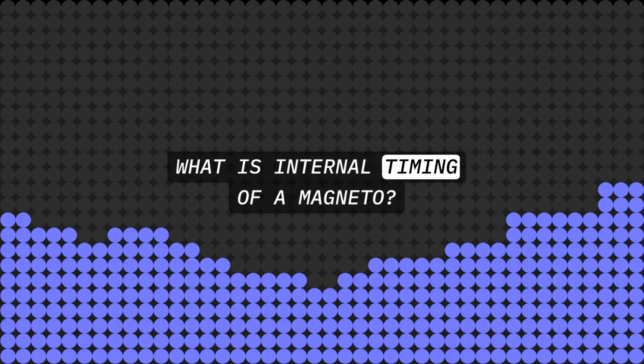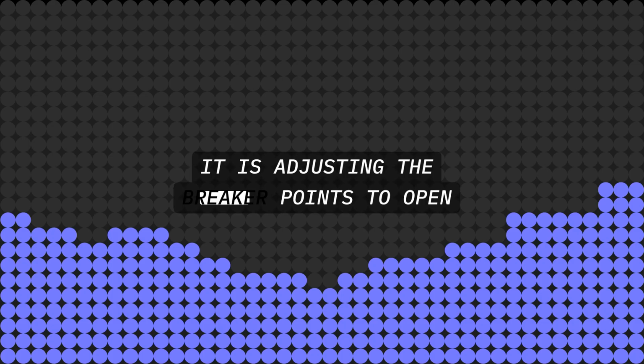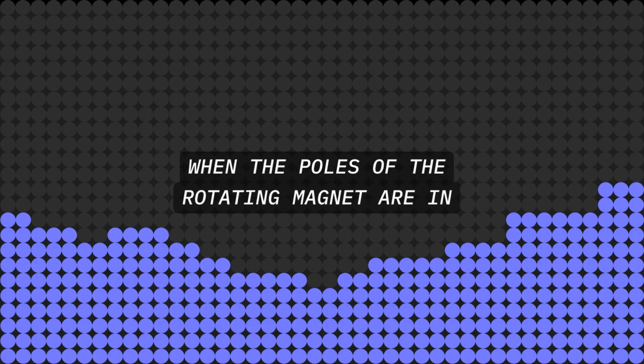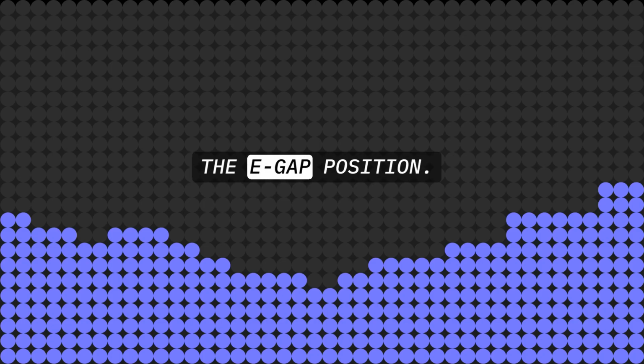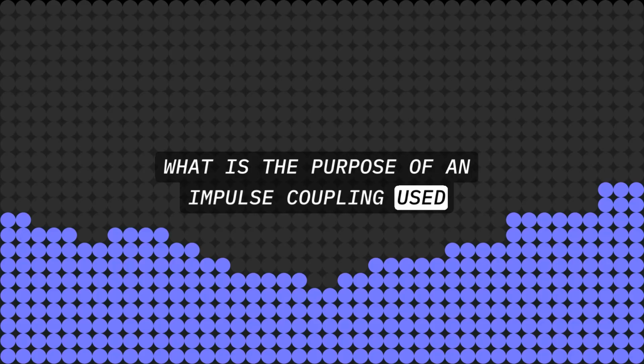What is internal timing of a magneto? It is adjusting the breaker points to open when the poles of the rotating magnet are in the E-gap position. What is the purpose of an impulse coupling used with a magneto?